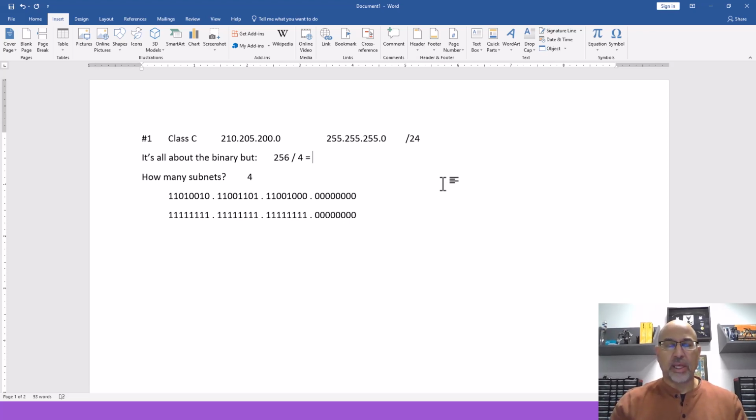And what does that give us? That gives us the number of hosts that are going to be part of the new subnet address space in each subnet. So this gives us 64.